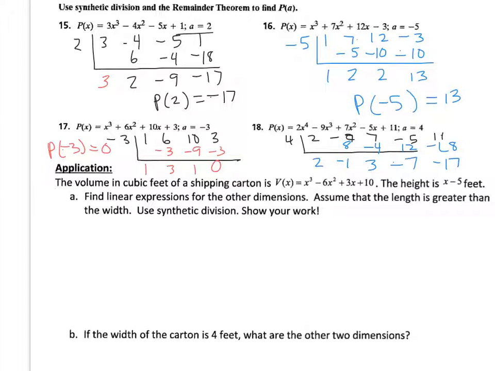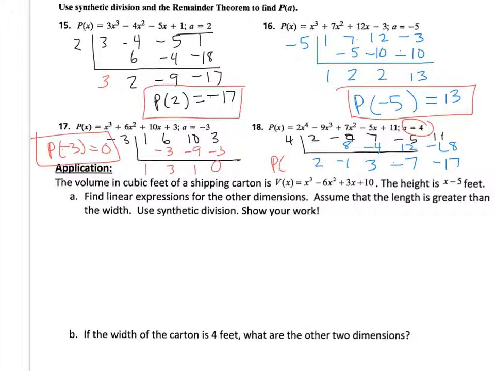Okay, as you can see, I set all these synthetic divisions up. You can check to see how you did. You just want to make sure that you answer this question in proper notation, just like this. So this last one I purposely didn't finish yet because I want to write P of 4 equals the remainder, which is negative 17, is my final answer.